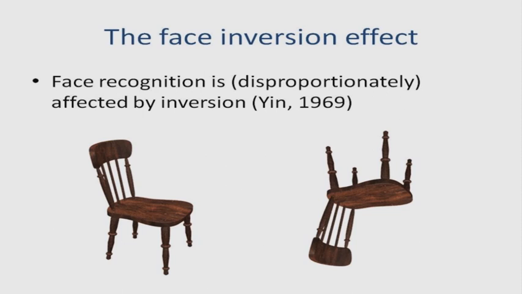So, as I said, it disproportionately affects faces. If you look at another class of objects, you don't have any difficulty recognizing that that's a chair, even though it's upside down, even though you never see chairs upside down, and you've never seen that particular chair upside down. You can still recognize it as a chair. Whereas with faces, it's a lot more difficult.